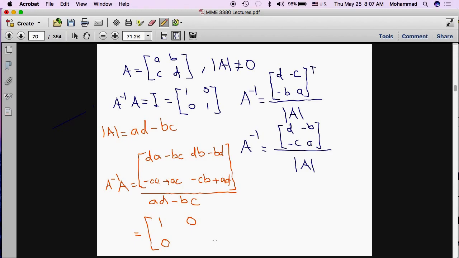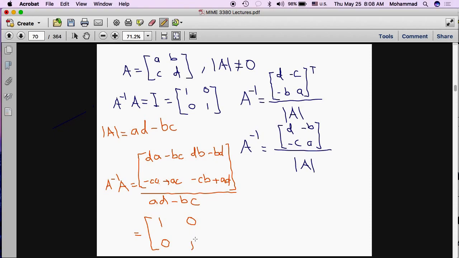So AD cancels AD, right? And there's minus BC and minus CB. And then you divide it by minus BC. So it would be 1. Oh yeah, the order is different. So it's exactly the same thing. It's just the order is different, right? So it's minus BC, AD, AD. So it's just the order.